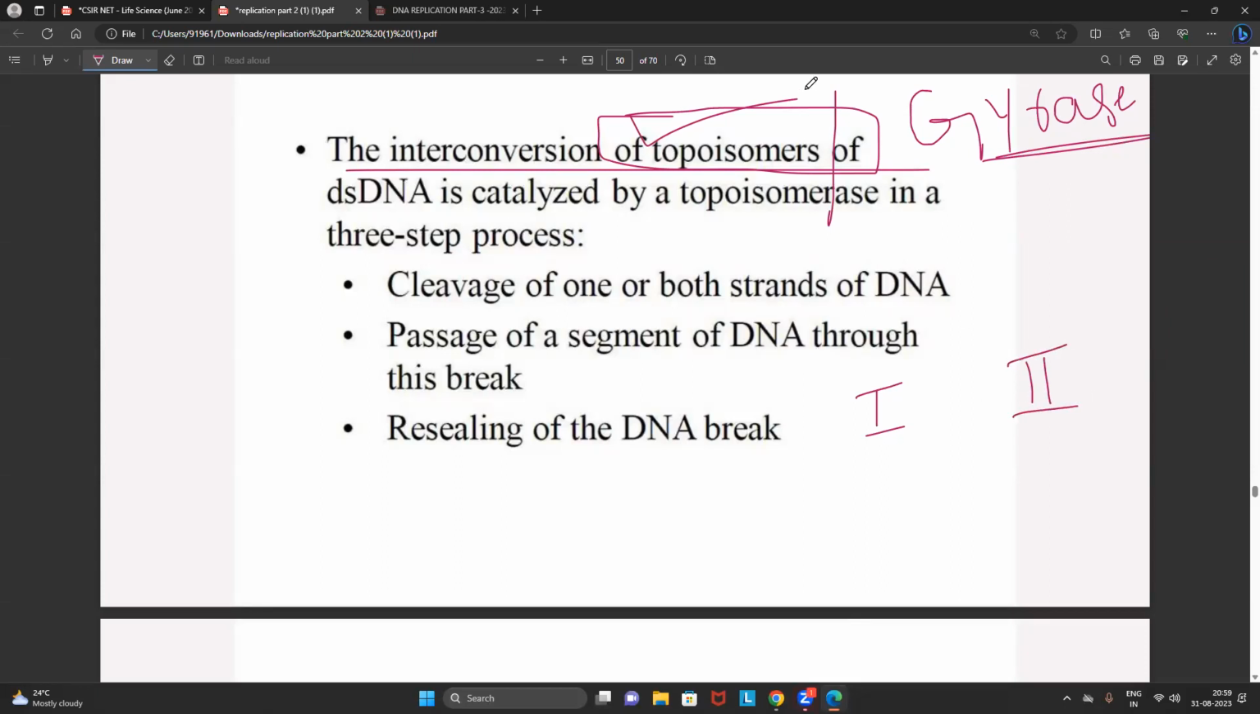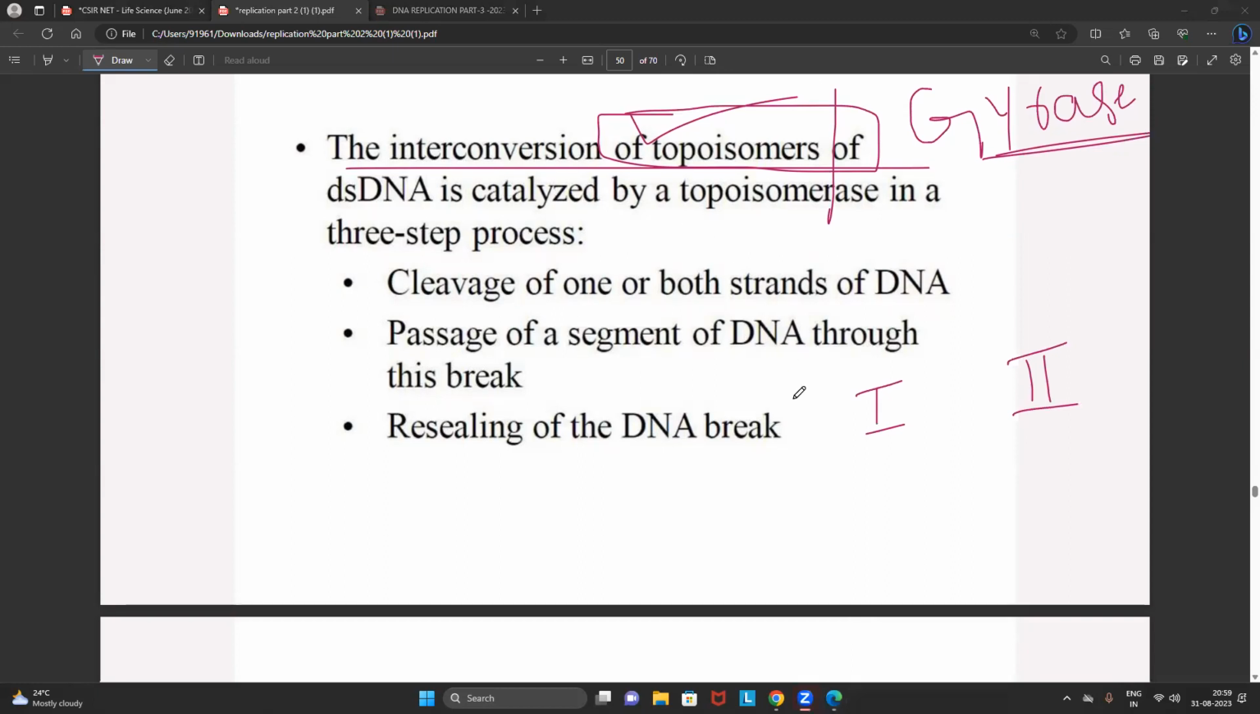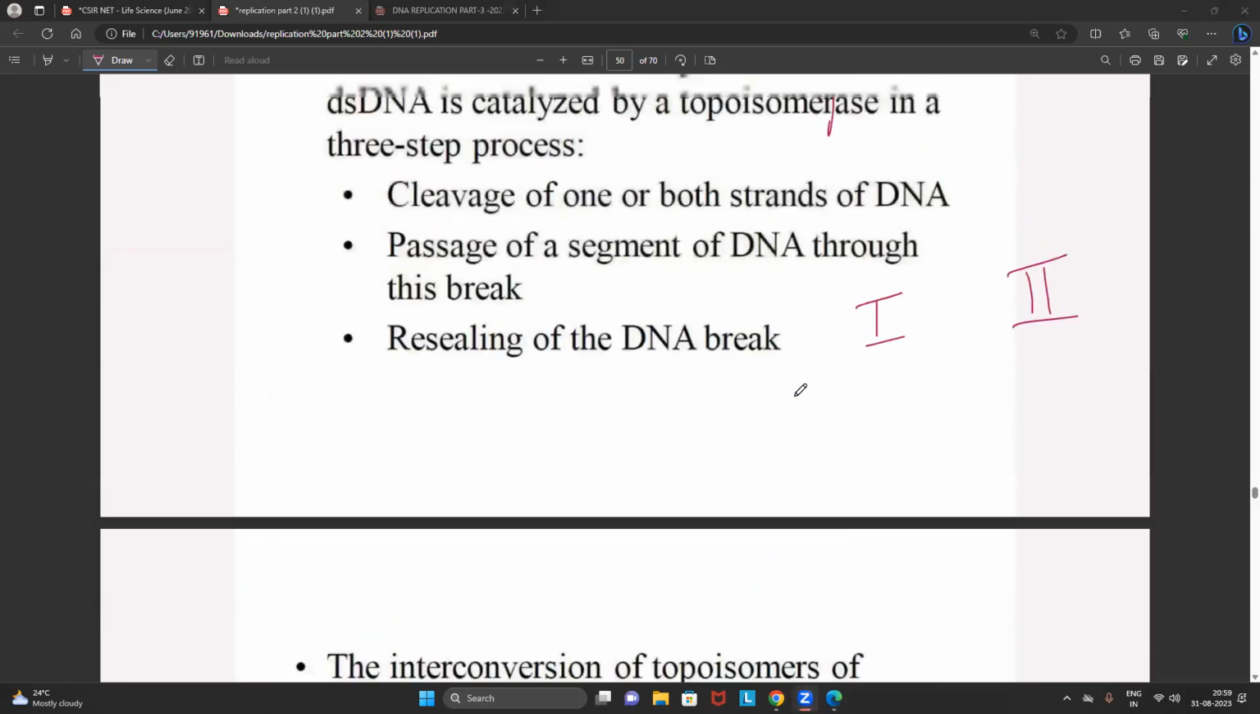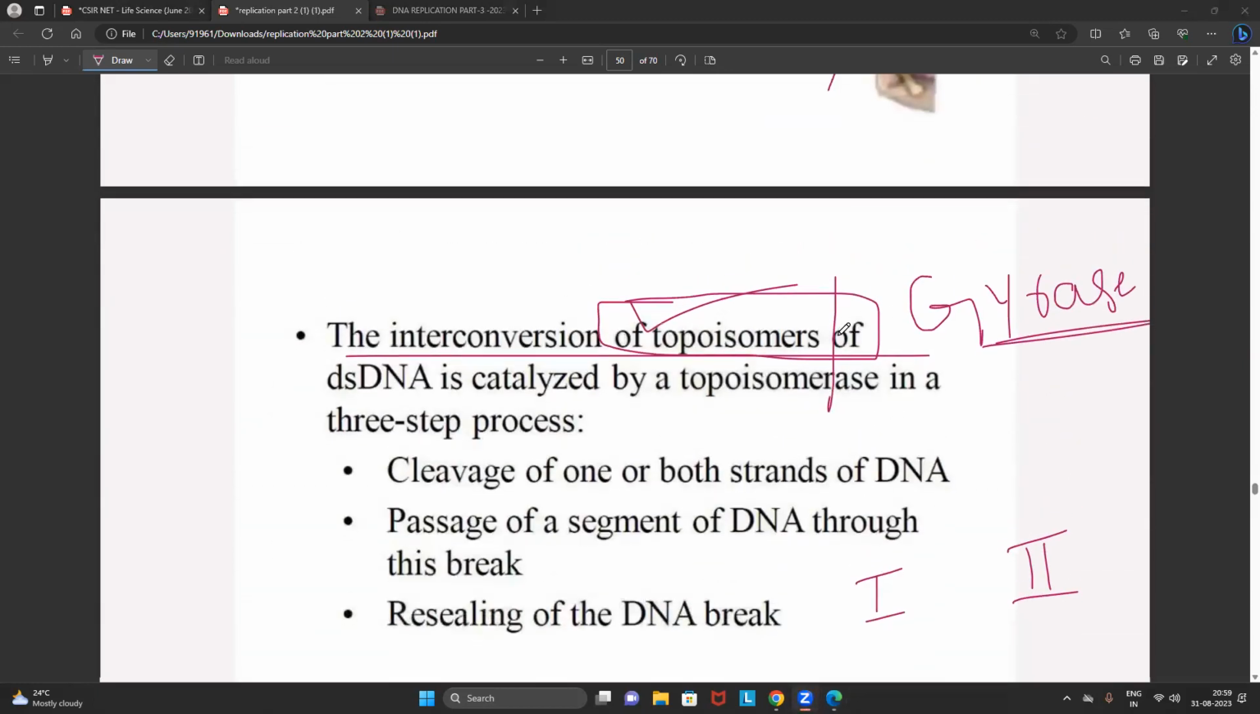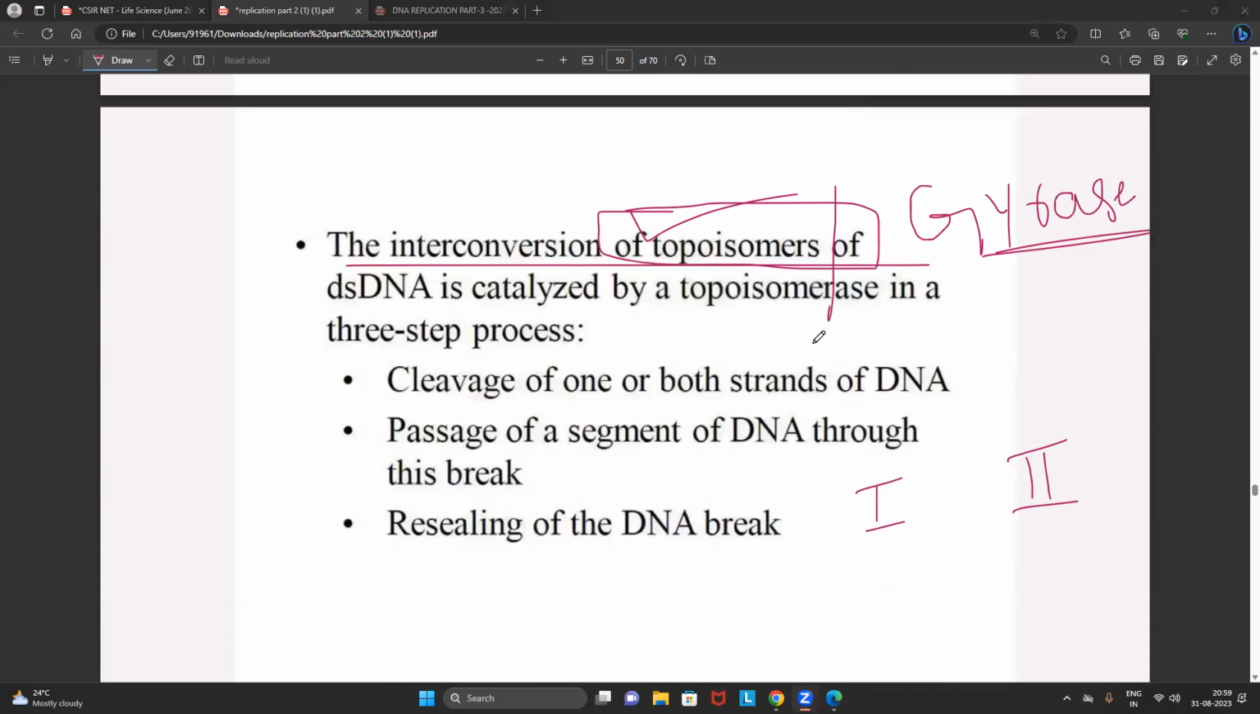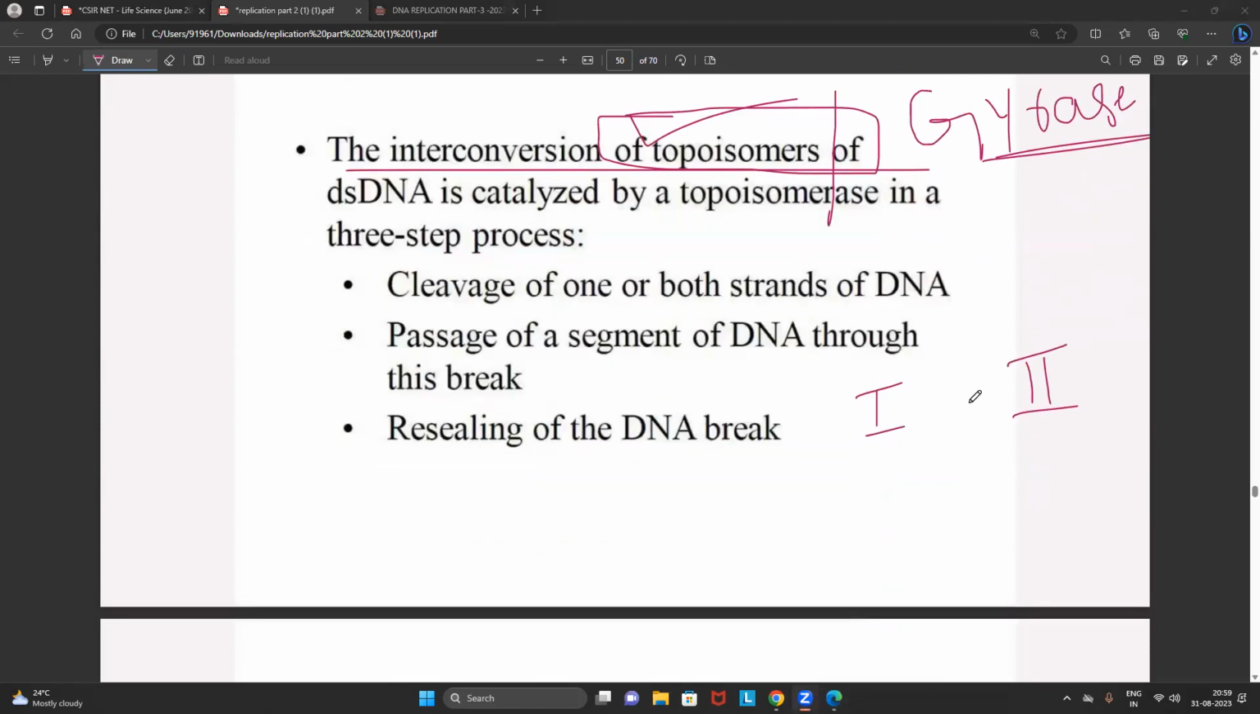I am not explaining till the NET level. If you look into the CSIR NET level, they will raise questions only from the topoisomerase mechanisms. For JRF, SET, they won't ask that, but listen. Topoisomerase 1 and 2.